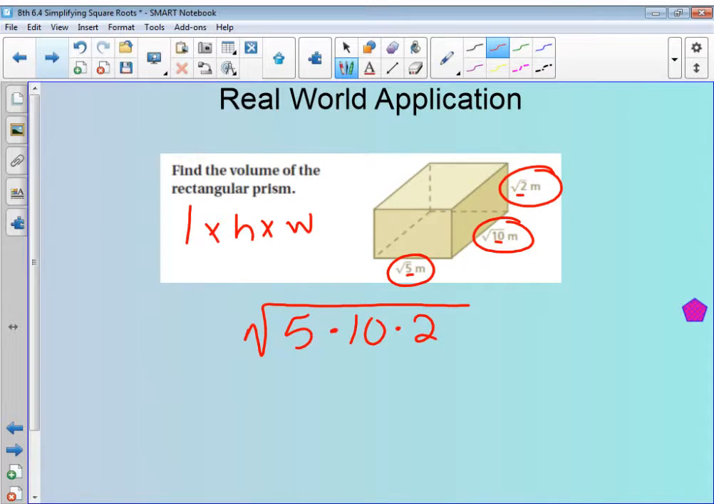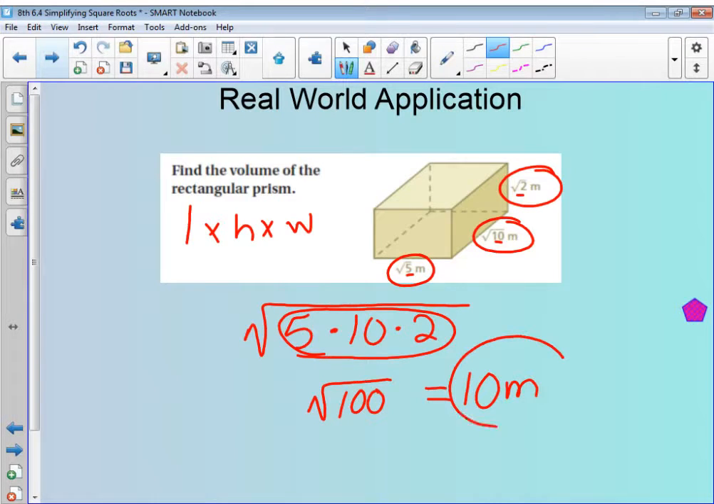So now, can I simplify this out any further? Yes, we can go ahead and just multiply this out. So 5 times 10 is 50 times 2 is 100. So I get the square root of 100. Can we break that down? Is that a perfect square? Yes. That equals 10. So the volume of my rectangular prism is 10 meters.